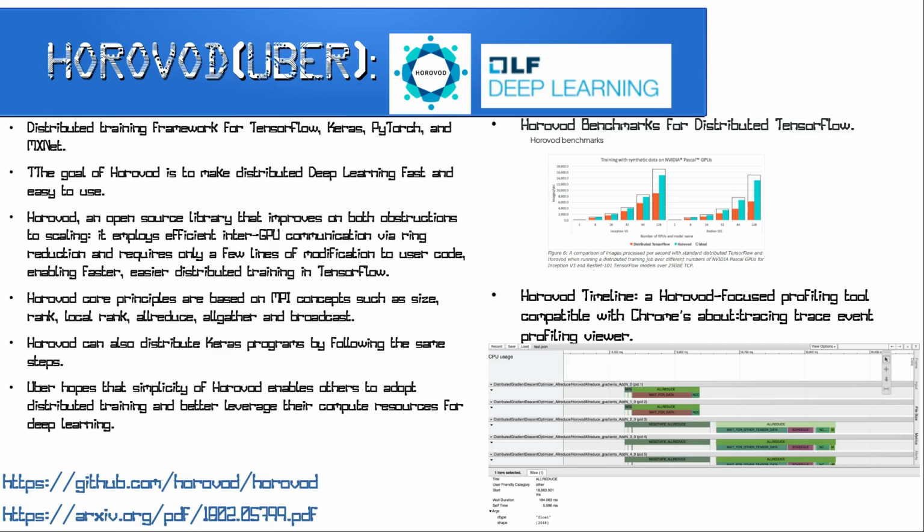Horovod's core principles are based on MPI concepts such as size, rank, local rank, all-reduce, all-gather, and broadcast. Say a user launched a training script on 4 servers, each having 4 GPUs. If the user launched 1 copy of the script per GPU, number 1, the size would be the number of processes. In this case, it is 16. Number 2, the rank would be the unique process ID from 0 to 15, that is size minus 1. Number 3, local rank would be the unique process ID within the server from 0 to 3. So these were the core principles on which Horovod was implemented.